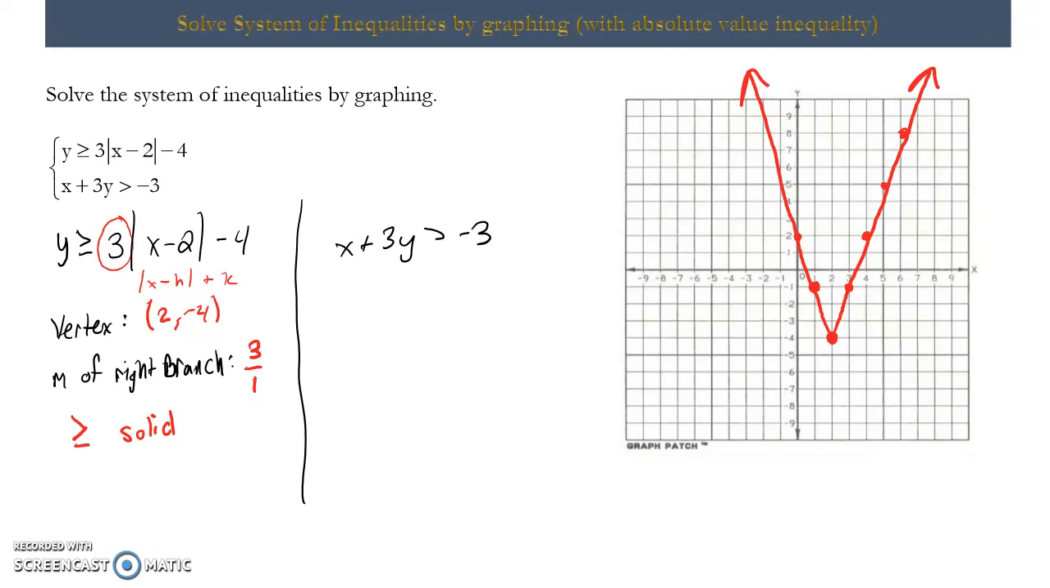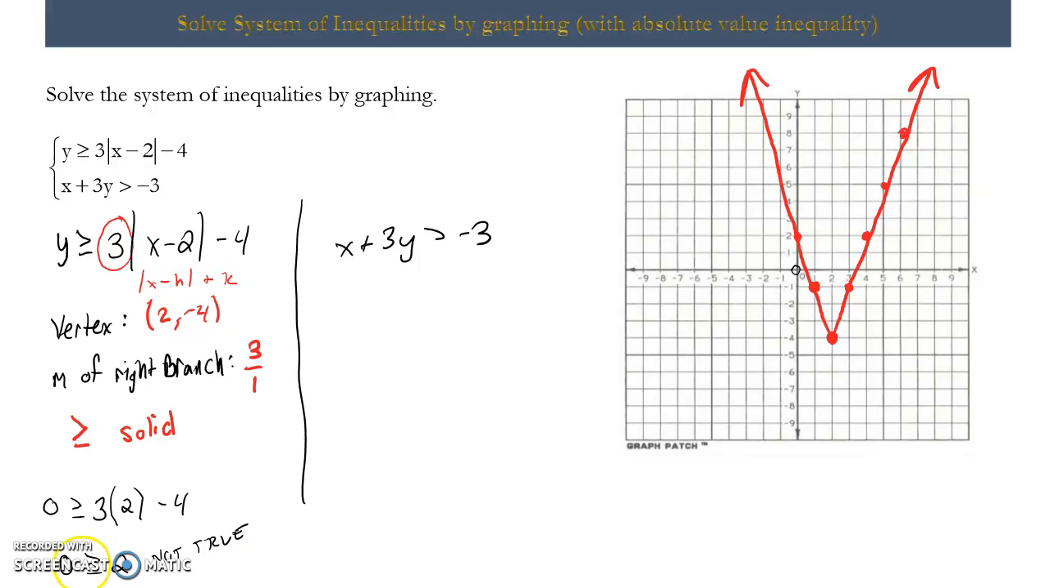At this point, I'm going to look at a test point. 0, 0 is here. It's on the outside, not in between the two rays. If I plug 0, 0 into my original inequality, I get 0 is greater than or equal to, well, 3 times the absolute value of x minus 2. If x is 0, that's the absolute value of negative 2. So it's 3 times the absolute value of negative 2, which is positive 2, minus 4. I get 0 is greater than or equal to 2. That's not true.